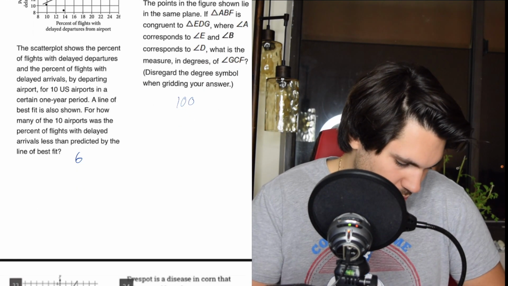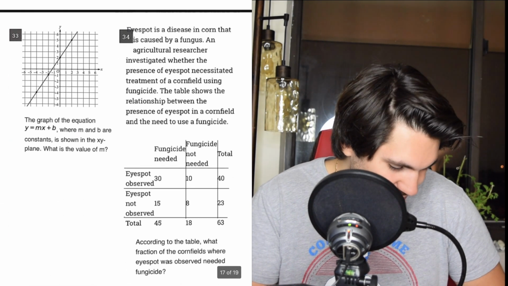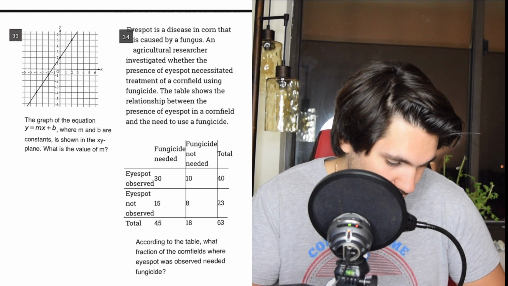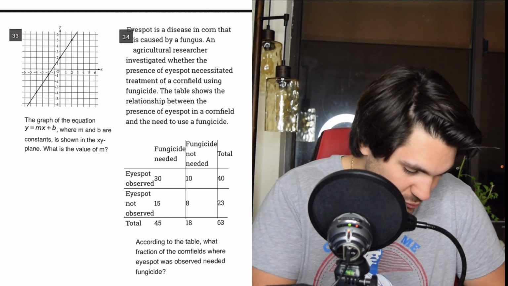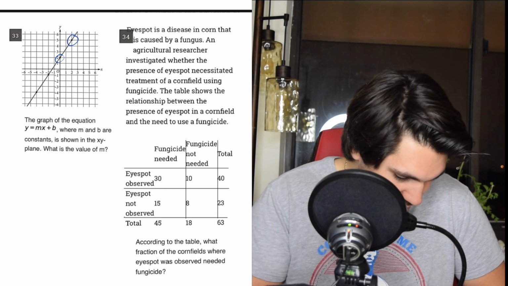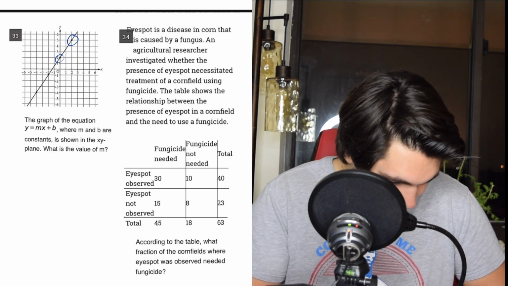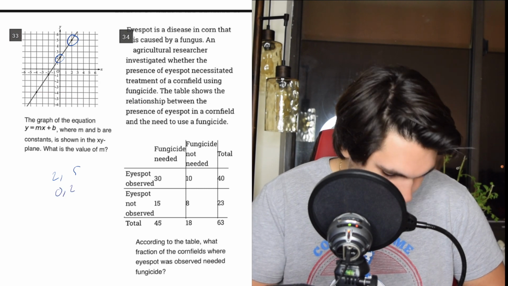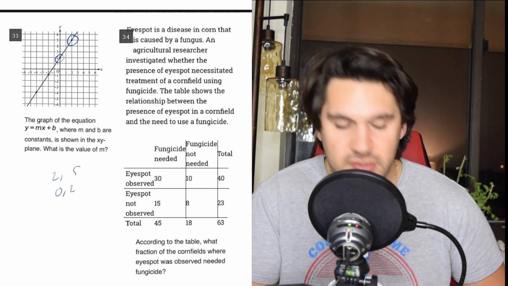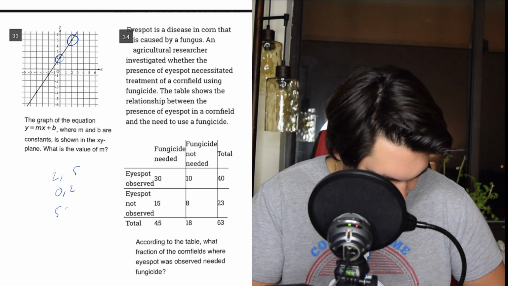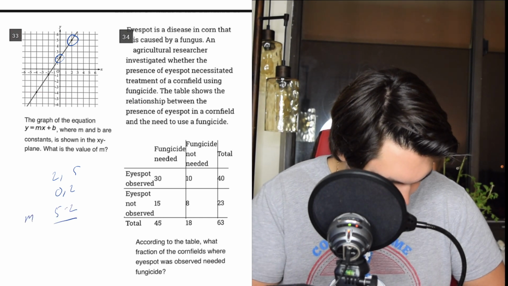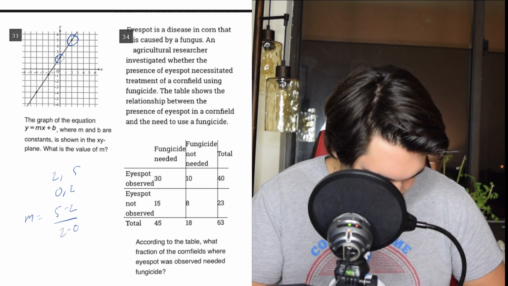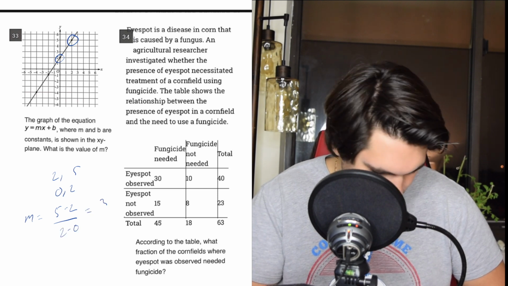Boom. Number 33, what is the value of m? So what's the slope? Okay, just pick 2 points and calculate the slope. Let's use this point and then this point. So we're going to do 2 comma 5 and 0 comma 2. So slope is y2 minus y1 over x2 minus x1. So m equals 5 minus 2 over 2 minus 0. So this is simply going to be 3 over 2.